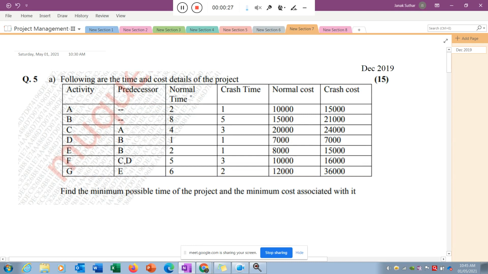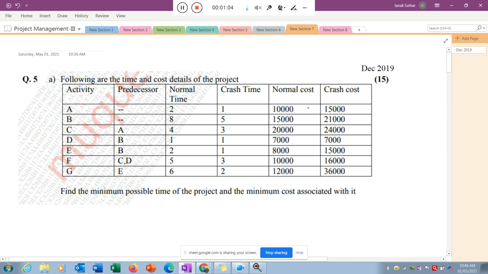As well as the normal time is given. What is the normal time to complete that particular activity, that is given here. As well as what is the crash time, meaning how much you can reduce this normal time by increasing the cost. Here the normal time you can reduce till 1 week, but the cost will be increased. Like the normal cost is 10,000 rupees for a 2 week duration. If you want to complete that same activity in 1 week, then it will take 15,000.